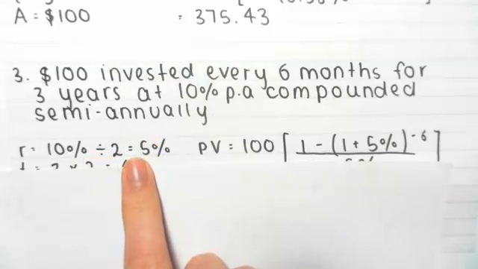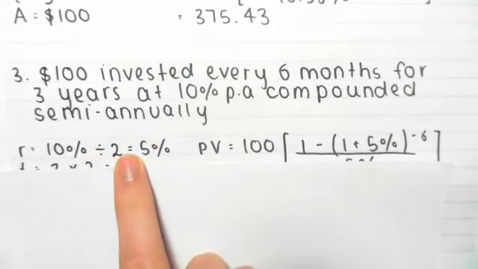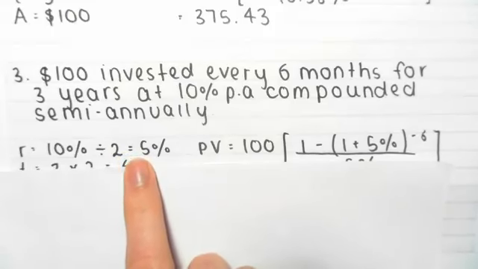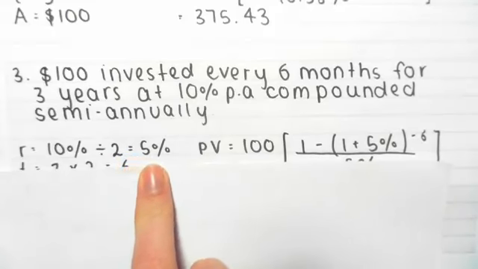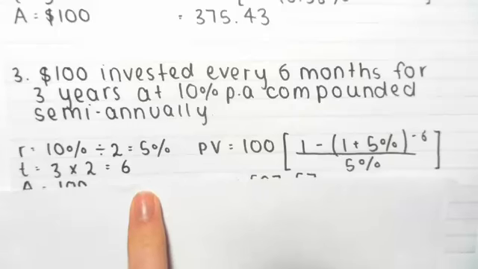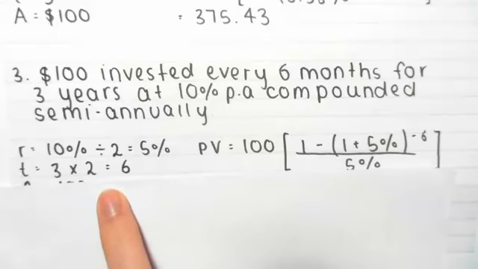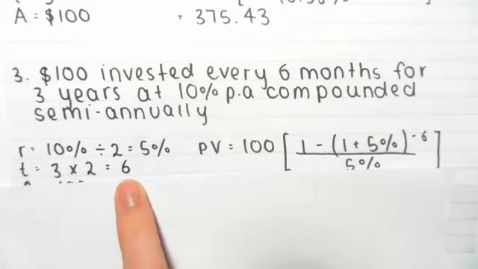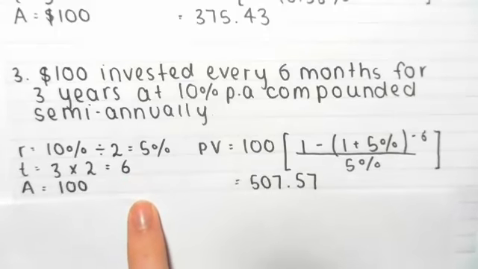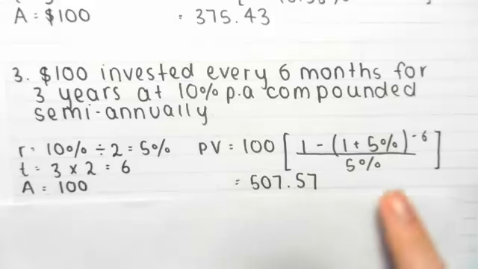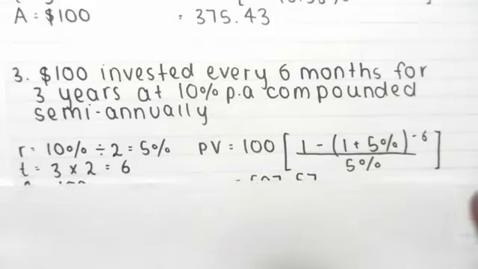So if it was 12% per annum compounded monthly, we'd divide by 12 to get 1% per month. So R is 5%. Same as time. So although it's 3 years, we're going to have 6 cash flows because it's every 6 months. So T is 6 and A is 100. So putting that in, and we get the answer.